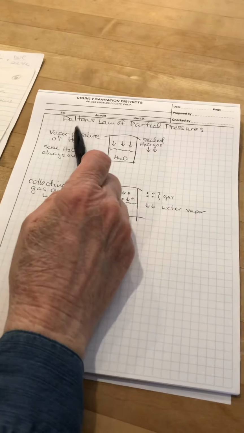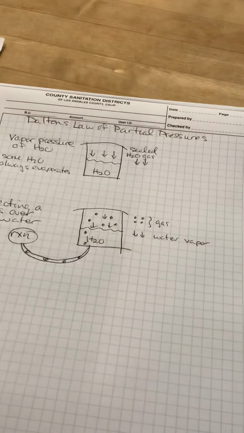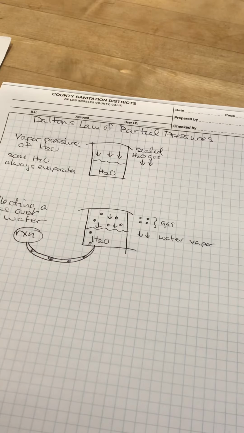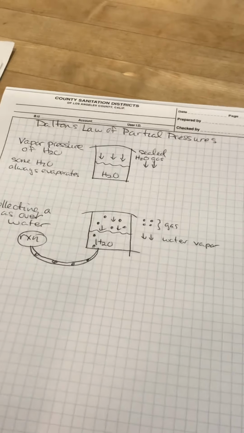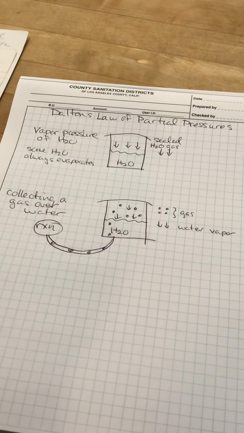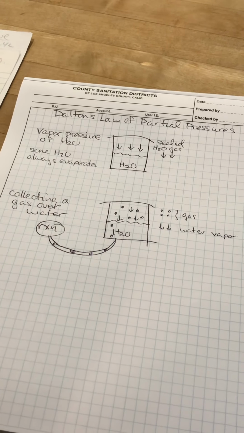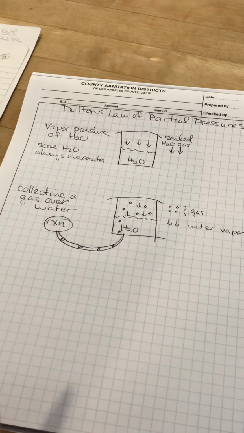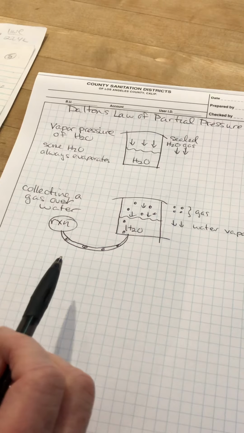There is a thing called Dalton's law of partial pressures. I know the first time I heard that, I went, oh my goodness, that's so long and I have no idea what any of these words mean. It's going to be really horrible. And it's not. It's actually quite simple. You need to be able to add and subtract.